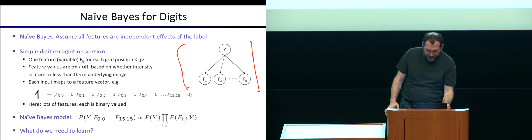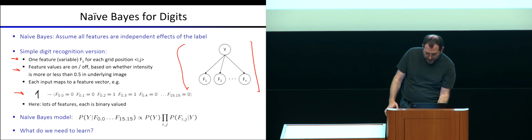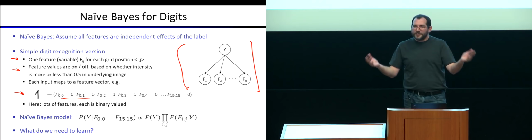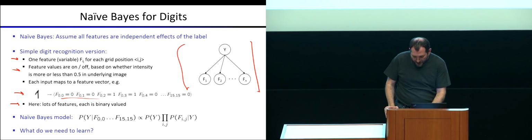And it goes something like this. So if we have a single-digit recognition version of this, we might have a feature for each position of the grid. They'll all be binary valued. That means this number 1 here maps to this feature. So it'll be a big vector of zeros and ones, which is really just the image. But if my features were instead, how much ink is there on the left side? How many loops are there? Then there would be zeros and ones as well, but they would no longer correspond to the raw image. So there's a lot of features. Each one here is binary valued, and the naive Bayes model is just what's drawn here.